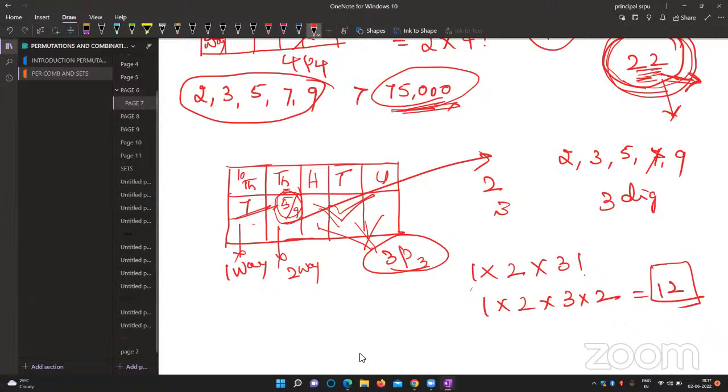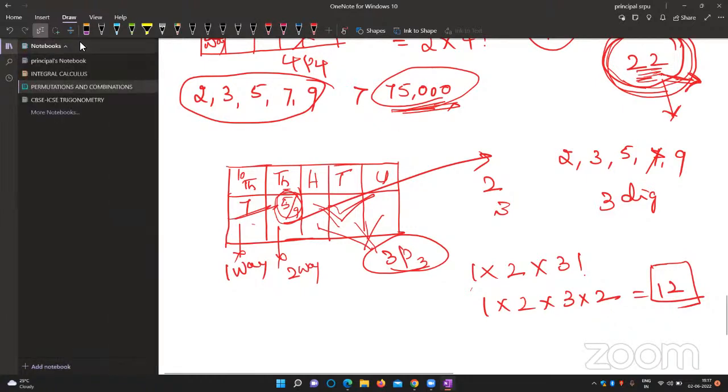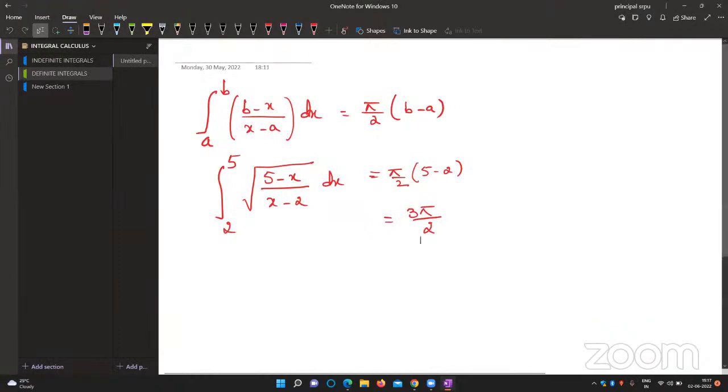See, I'll show you one example here. Look at this question you need to solve. Solving it is not that easy. It has a square root. That's why we have made one format: integral from A to B of the square root of (B minus X) by (X minus A) equals pi by 2 times (B minus A). Here this is B and this is A, so pi by 2 times (B minus A), where B is 5 and A is 2. Directly we can go for the answer, which is 3 pi by 2. So like this, some definite integrals we are going to solve tomorrow.